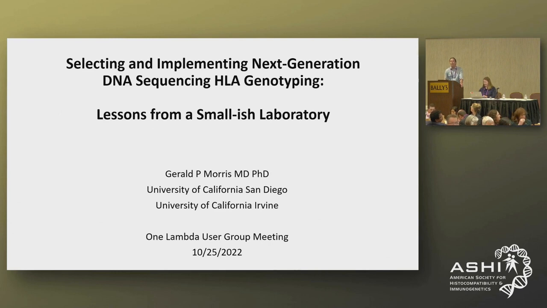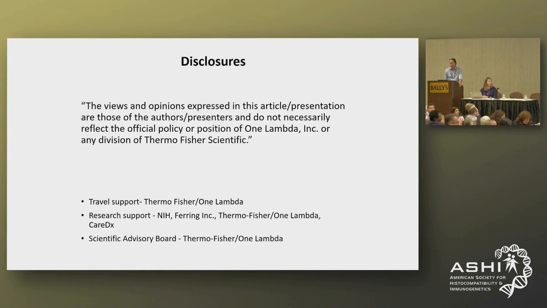So this is really going to be me proselytizing for high-resolution typing in solid organ transplant and thinking about that in virtual cross-match. But I wanted to frame it in a different way this time, thinking about the barrier that people frequently mention: oh, my lab is small, we're only a solid organ program, we can't really bring in NGS. So, start with the standard disclosures that One Lambda isn't paying me or telling me what I can or can't say.